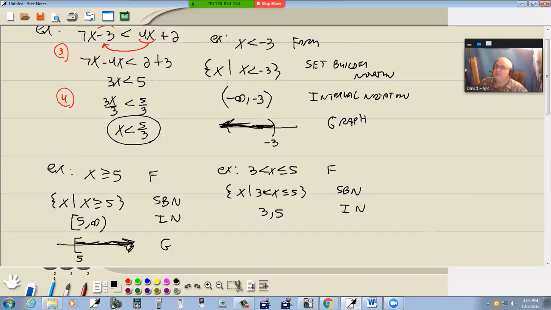Now specifically, this is a less than. There's no line underneath. That means there's a parenthesis on the 3. But over here, there's a line underneath the inequality. That line underneath means it includes it. So we put a bracket there.